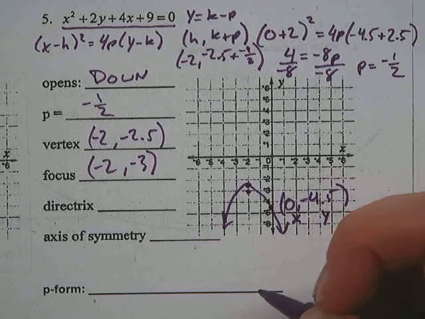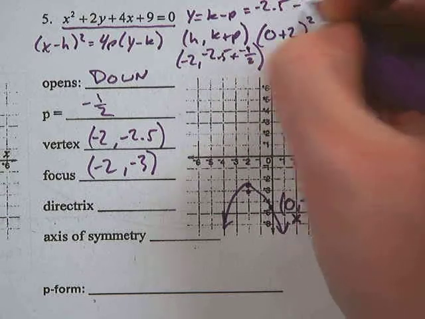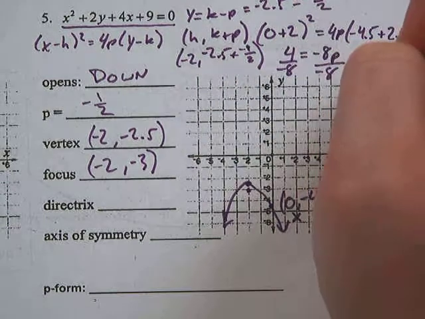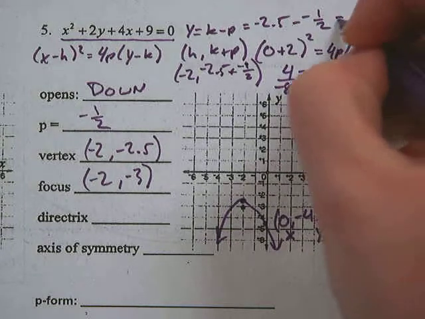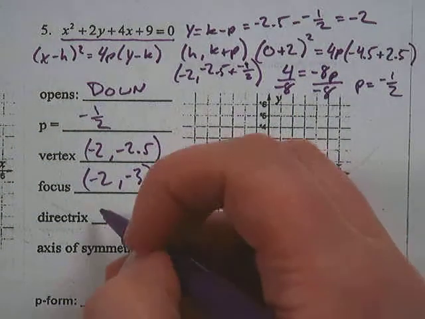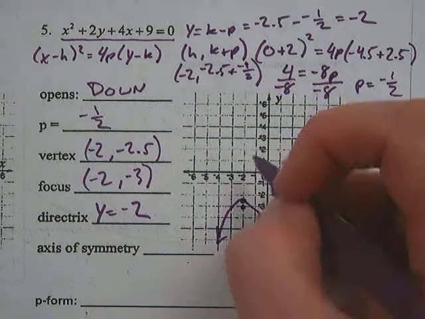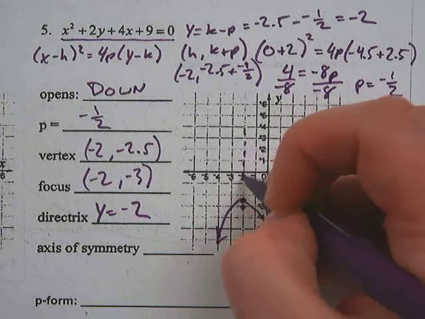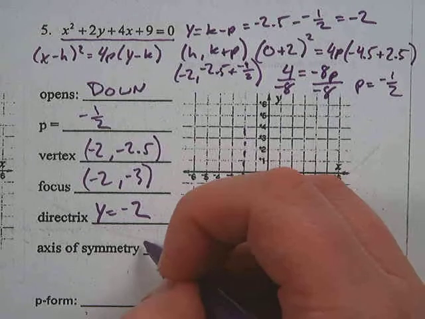Then the directrix is k minus p. So -2.5 minus -1/2. And that's just going to give us -2. So y equals -2 is our directrix. The axis of symmetry, if we remember, is whatever line cuts our parabola in half. So in this case, it's the line x equals -2.